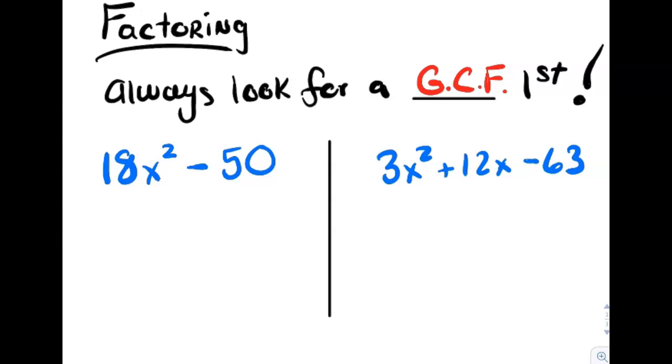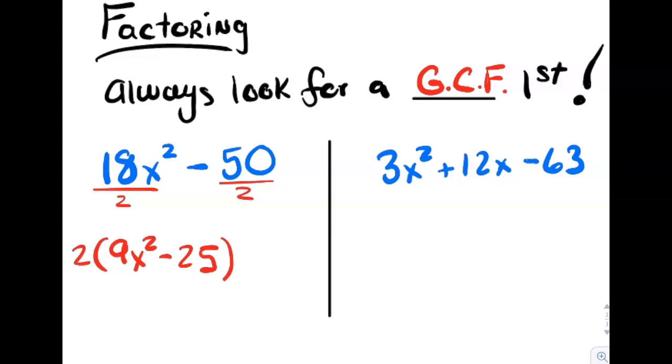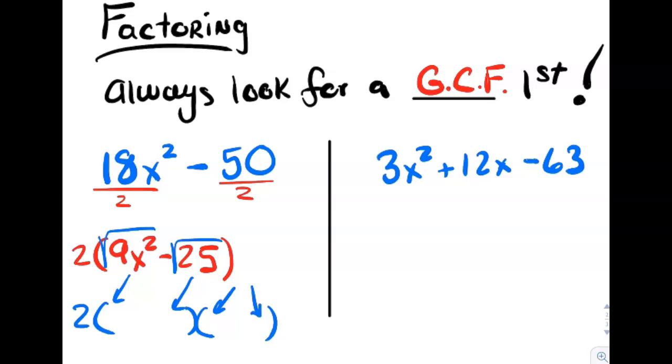What goes into 18 and also goes into 50? They don't both have x's, so it's just going to be a number. Looks like the number 2. Nothing bigger than 2, I think, right? So I'm going to pull out a 2, which means I'm dividing them both by 2, right? And that leaves me with 9x squared minus 25. Now, you're not done because the 2 stays here, and now I have a difference of 2 squares. The square root of 9x squared goes here, and the square root of 25 goes here, in those 2 spots. One is plus and one is minus.